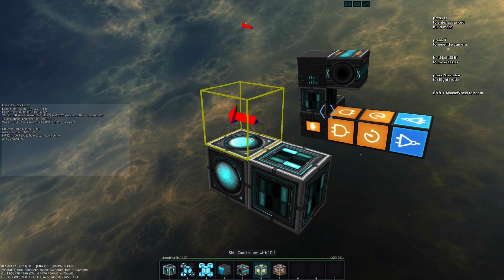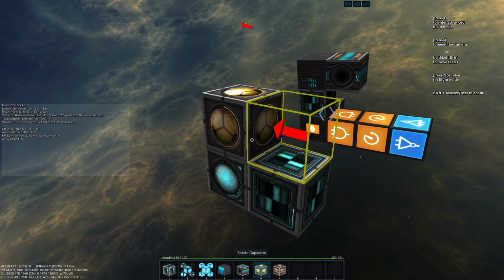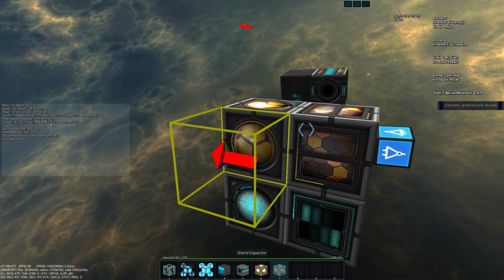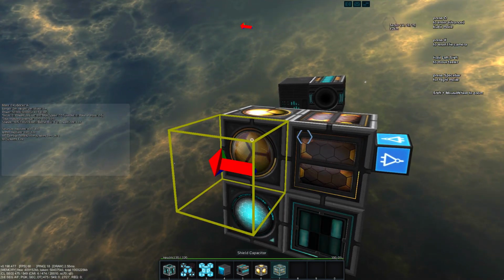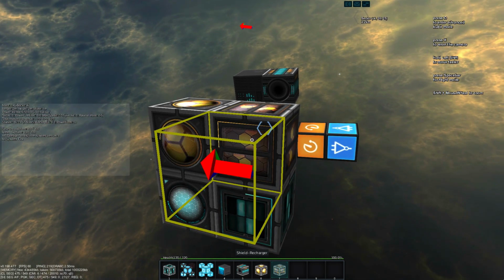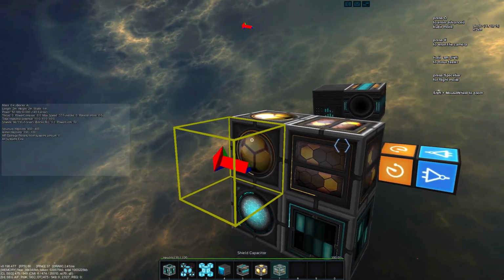So, what a lot of people know is that there are two shield blocks in StarMade. One is the shield capacitor, which basically defines how much shields an entity can have. And the other is the shield recharge block, which basically recharges this capacity.